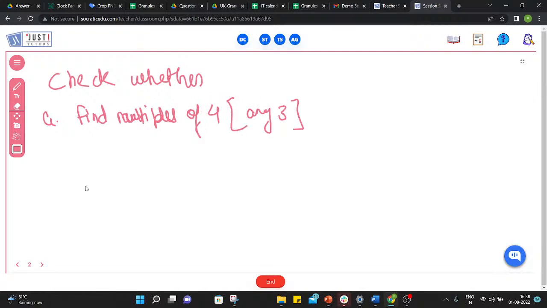Find any 3 multiples of 4, and I have also written "any". Why have I written "any"? Because there can be infinite number of multiples of 4.